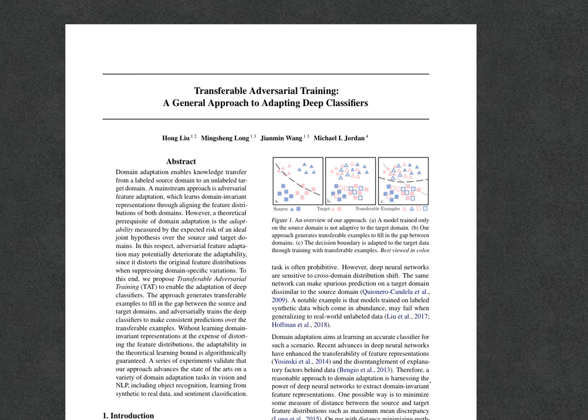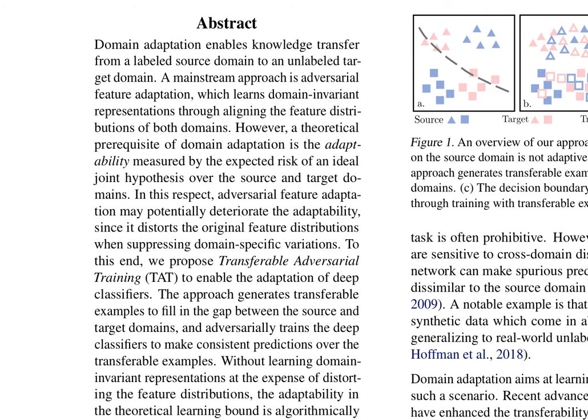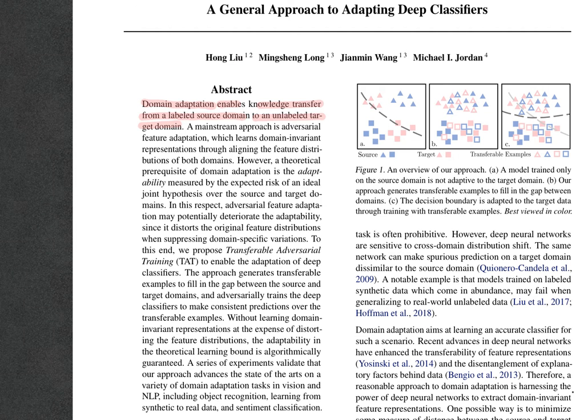This video is about the paper called Transferable Adversarial Training, a General Approach to Adapting Deep Classifiers. The paper starts by talking about domain adaptation, namely that domain adaptation is what enables knowledge transfer, which is the objective task, from a labeled source domain to an unlabeled target domain. This paper is mainly going to focus on adversarial feature adaptation, which is a mainstream approach for this domain. And this adversarial feature adaptation basically learns domain invariant representations.